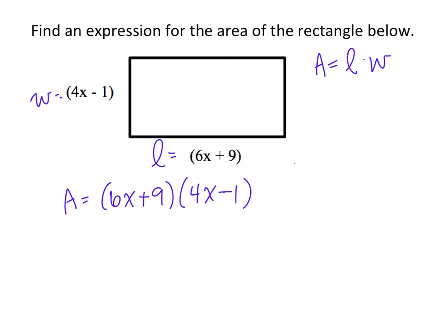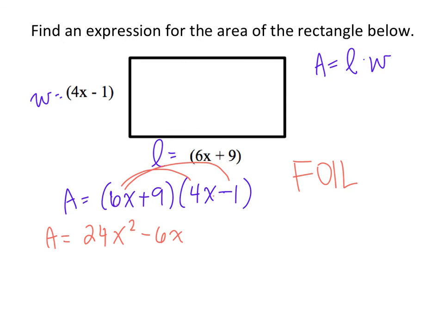When we multiply these, we'll just use the FOIL method as we're multiplying two binomials. So we'll do first, outside, inside, last. So the area is equal to the first one, 6x times 4x, is going to give us 6 times 4 is 24. x times x is x squared. Outside, we have 6x times negative 1, so it's going to be negative 6x. For the inside, 9 times 4 is going to give us 36, so plus 36x. 9 times negative 1 is going to give us negative 9.